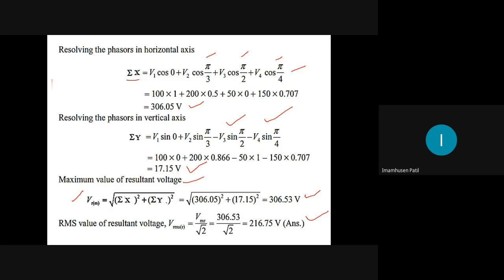Okay, in the problem he has not asked for the final expression of the resultant voltage. He has not asked the final expression. Can you calculate that one? See, how to calculate, you have to find out the angle. Yes, sir. Tan inverse of summation of y by summation of x. That you have to find out. Find out what is the angle. Tan inverse of 17.15 divided by 306.7.